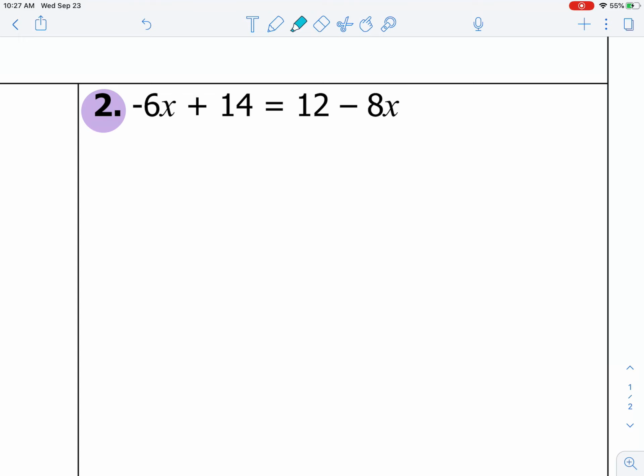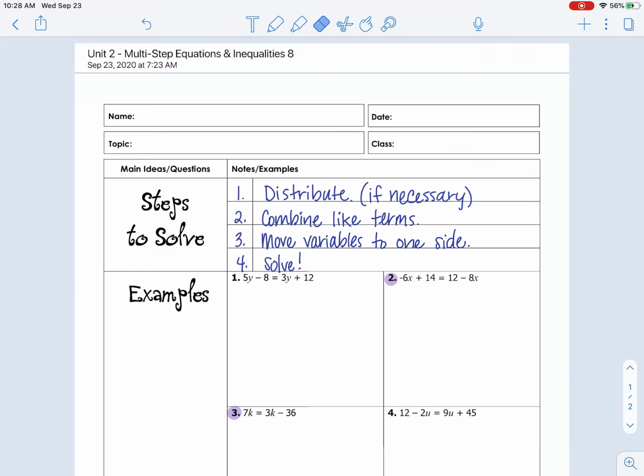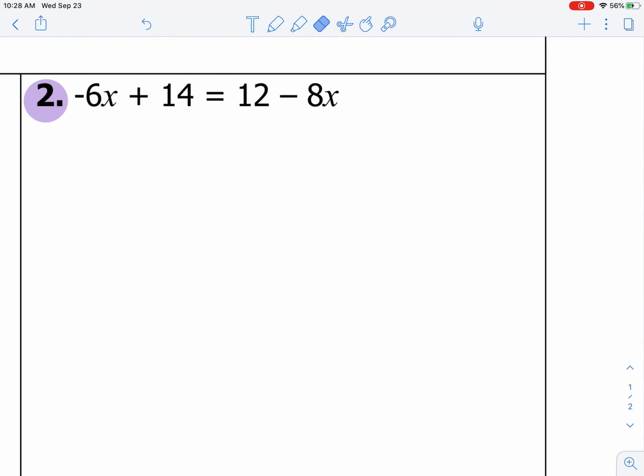Step 2, you're looking for like terms that are on the same side of the equal sign. So on the left side only, do you see any like terms? No, there are no like terms that are just on the left side. Now let's look at the right side only. Do we have any like terms on the right side? No, so we also get to skip step 2. Step 3, move variables to one side.